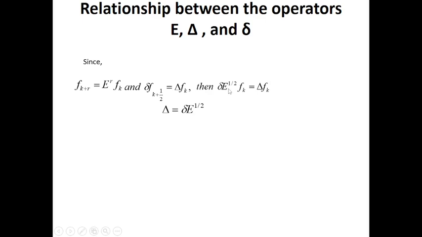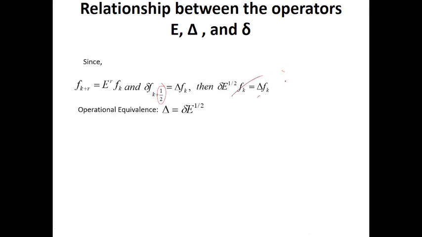So, then, para mawala yung 1 half dito, lagyan ko ng e. Okay, e to the 1 half. So, delta e to the 1 half, e to the 1 half f sub k. So, equal na siya ngayon dito. Okay, delta f sub k. So, and then, ito na yung operational equivalence natin.